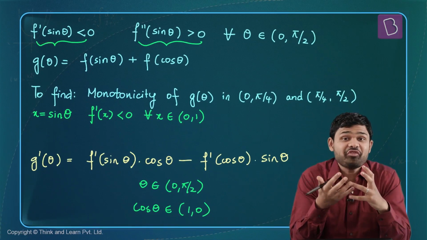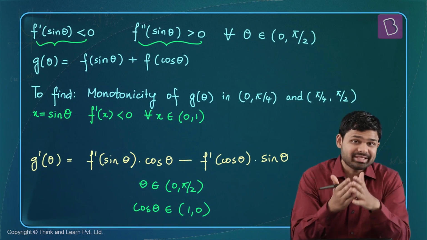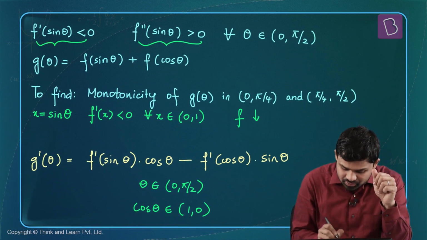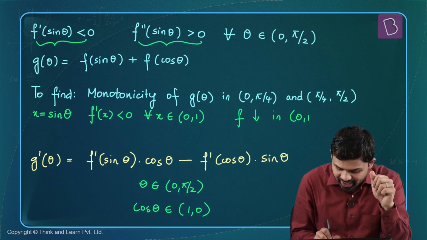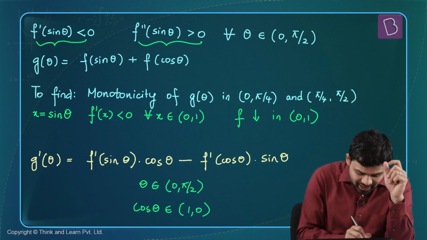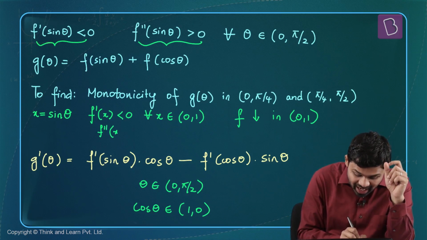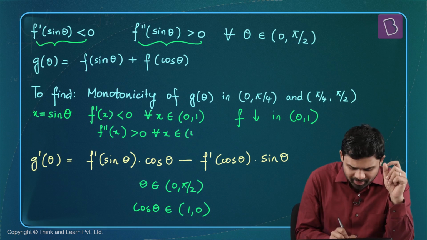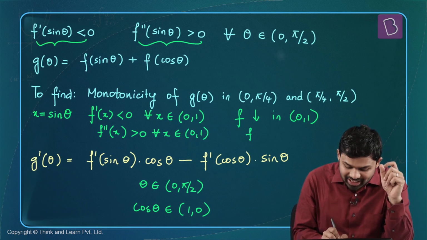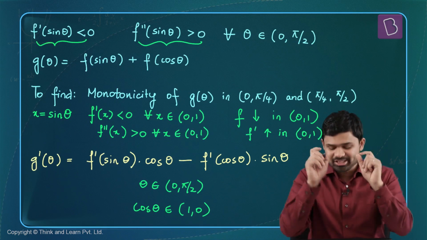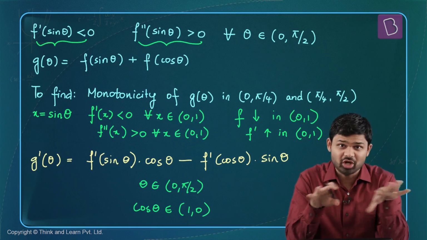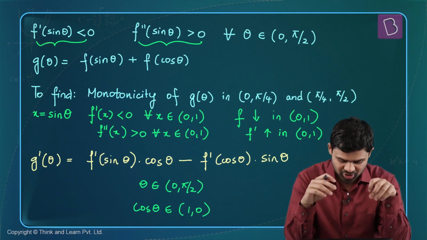See, if f dash of x is less than 0 for x between 0 and 1, this means function f is decreasing in 0, 1. Correct? And also f double dash of x is greater than 0 for all x in 0 to 1. Because of the same logic, this means that f dash is increasing in 0, 1. Now these pieces of information are going to be very vital in our analysis, because now this question is going to be completely an analysis question.